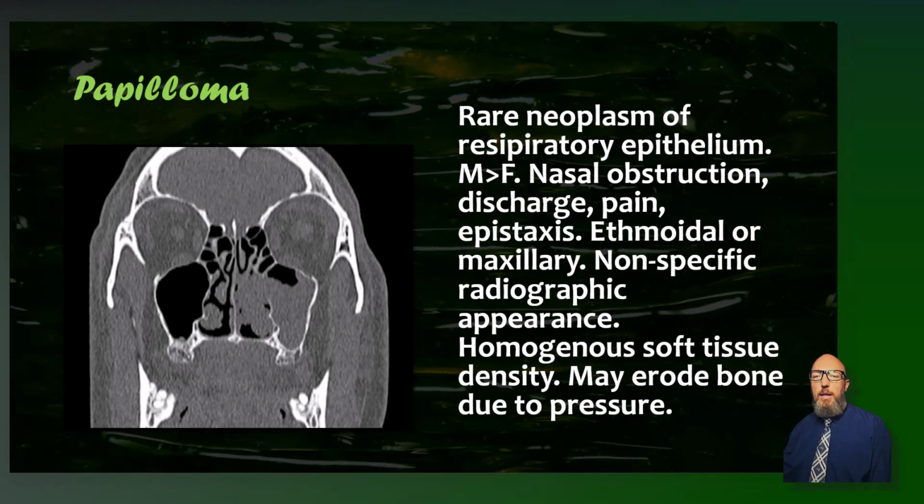It resembles a polyp, but the distinction matters. A papilloma is an actual neoplasm, whereas a polyp is just chronically inflamed mucosa. And so this image shows how it looks like a polyp. It has those corrugated borders, but it is expanding from the maxillary sinus into the nasal cavity. That's kind of a common finding for papillomas. And if it starts destroying bone, then you think, okay, this is more of a destructive thing, more of a true tumor.